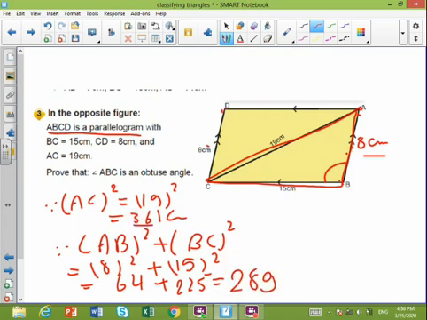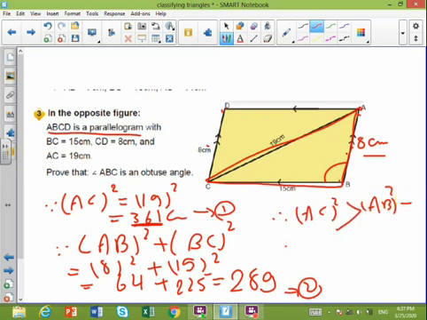So as you see here, 361, so from 1 and 2, therefore AC square is greater than AB square plus BC square. Therefore, angle ABC is an obtuse angle. I think it is a very, very simple lesson and a very easy one.